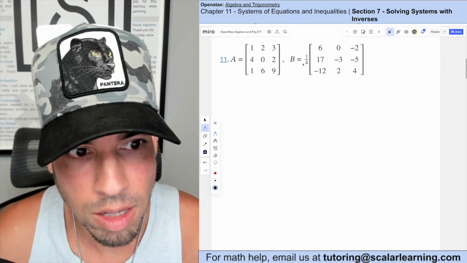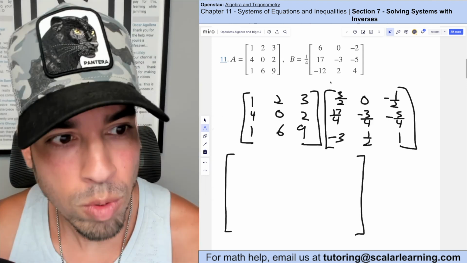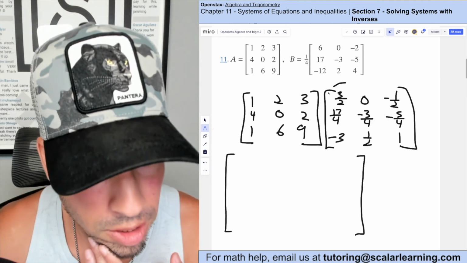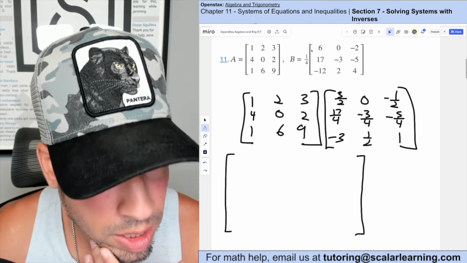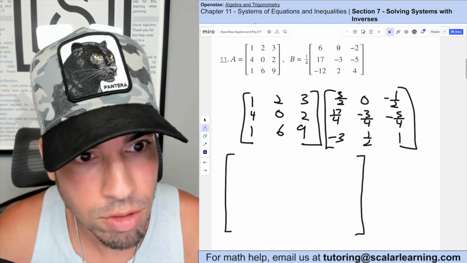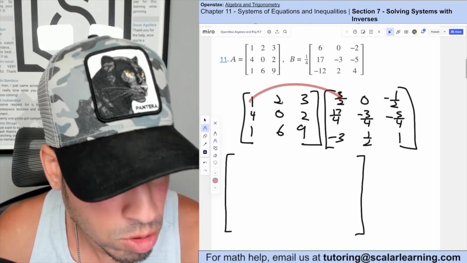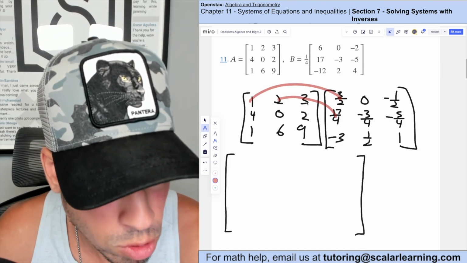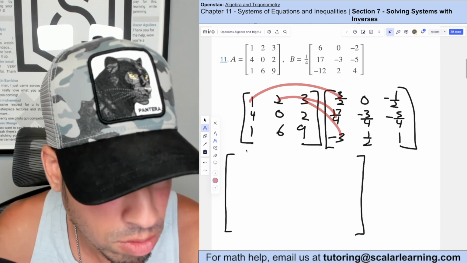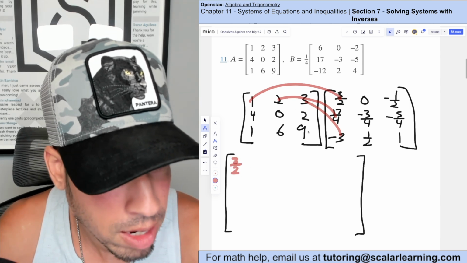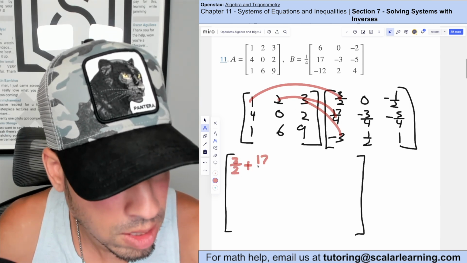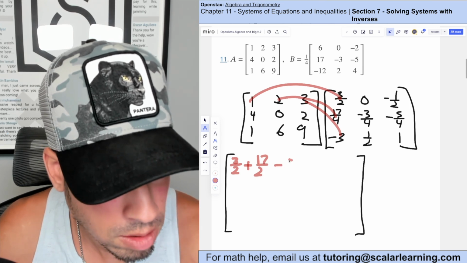So when I write these out, I'm going to distribute that 1/4. What I did is I multiplied that scalar into every one of these terms. Hence, we got 6 turns into 3 halves, 0 stays 0, etc. Now let's do a little multiplication. So we got 1 times 3 halves plus 2 times 17/4 plus 3 times -3. So that's 3 halves plus 17 halves minus 9.